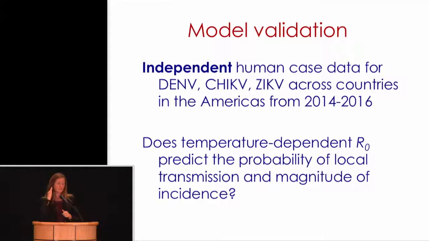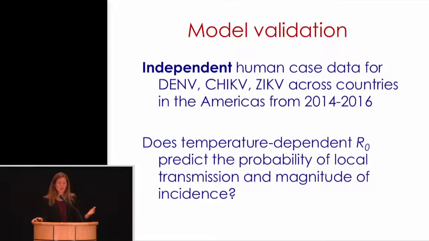So then we were interested in validating this model prediction. Can we actually accurately predict when and where we did see transmission? And it turns out that this is a really hard problem, because in addition to temperature varying in the field, of course, everything else varies, all these really important human factors that people have been talking about all day.